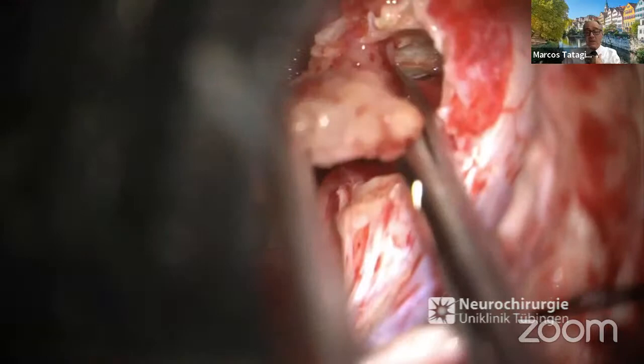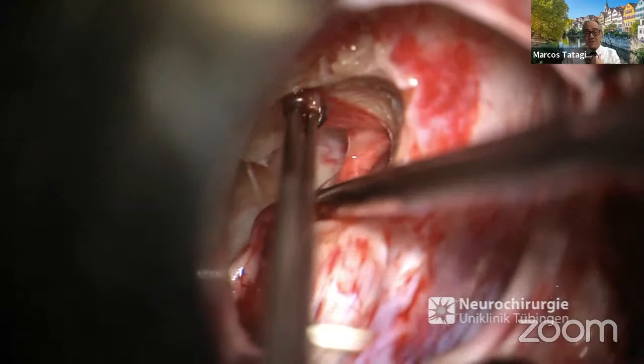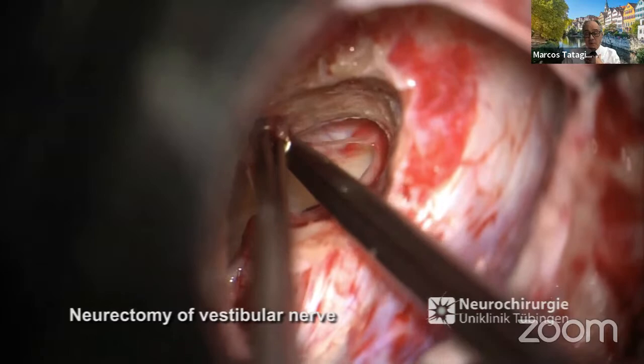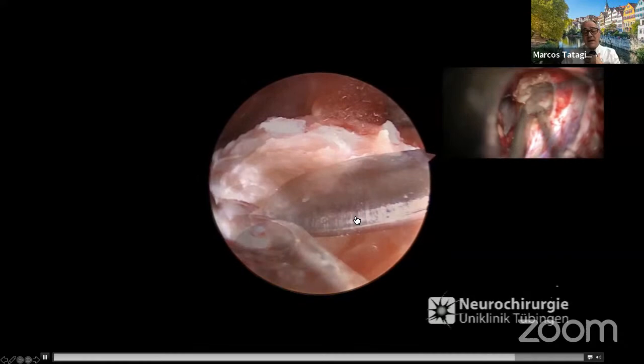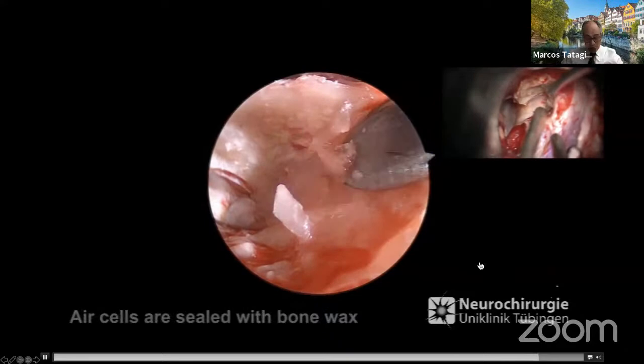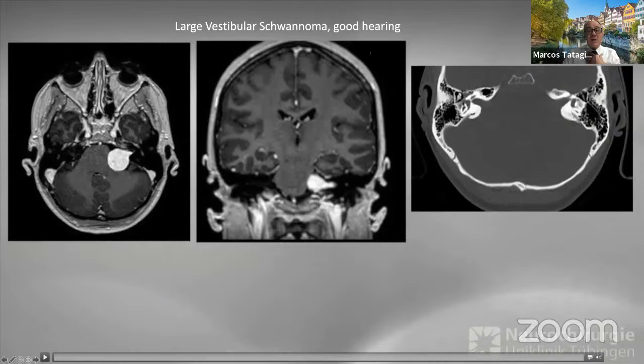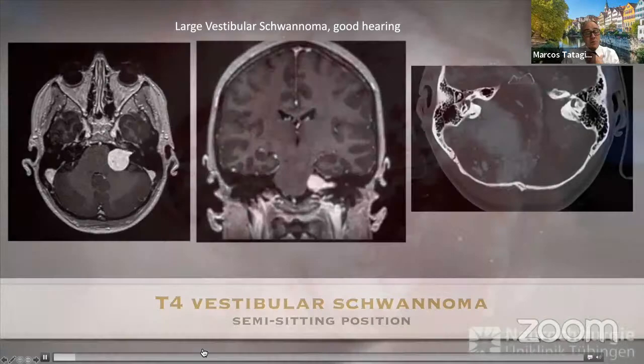The advantage of the sitting position is that you have a clear view of the field. We almost don't use bipolar. In my opinion, bipolar is really a poison to the nerve structures. And then finally, again, we close the opened air cells with bone wax and muscle and fibrin glue. Now, a little bit larger case, this patient had good hearing before surgery with a larger tumor. And our goal was here to try to remove everything if possible, otherwise to do a subtotal removal and preserve the function.